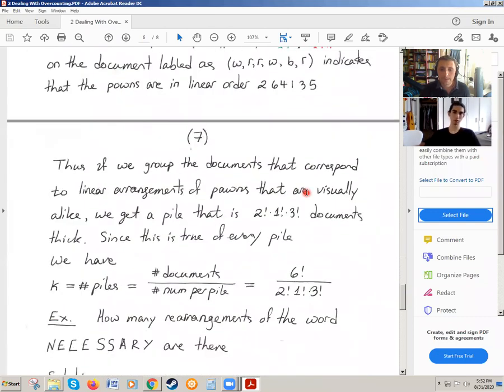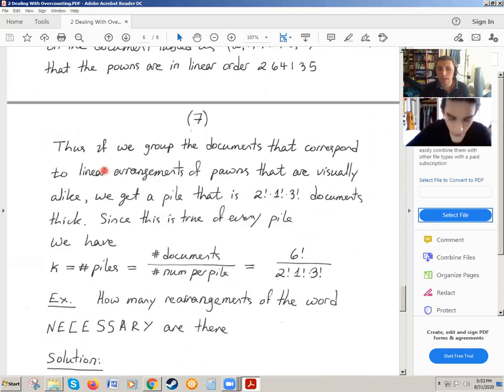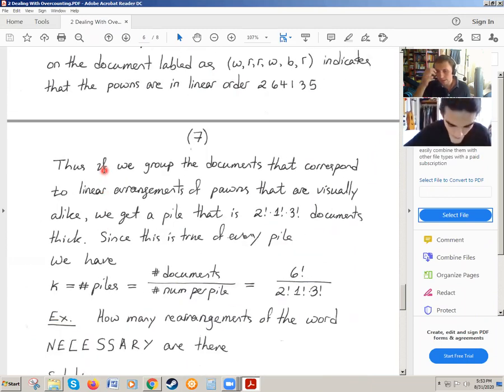Okay. So altogether, I now know that 6 factorial is the total number of documents divided by the number of documents per pile. That gives me the number of piles, and by that I know exactly how many distinct linear patterns I can tell apart, that I can produce. Here is another example. How many arrangements or rearrangements of the word necessary are there? Go ahead and try to solve it, guys, and type in the comments what your solution is.